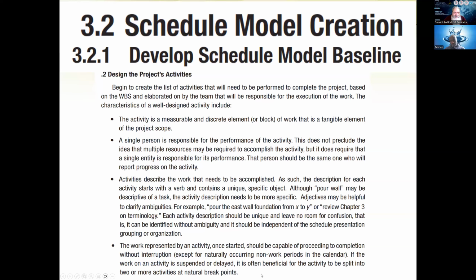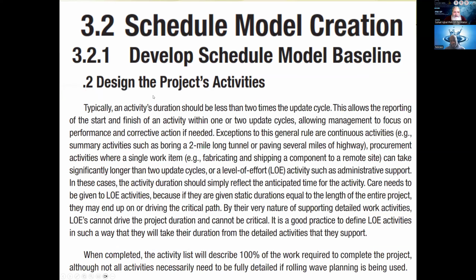So we have done this one. Moving on, design the project activities. Typically, an activity duration should be less than two times the update cycle. Now, these are new things. You have never listened to them. We have never discussed them already. That's why I am reading it specifically.